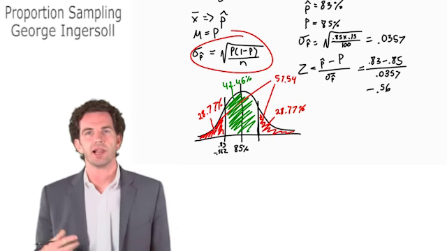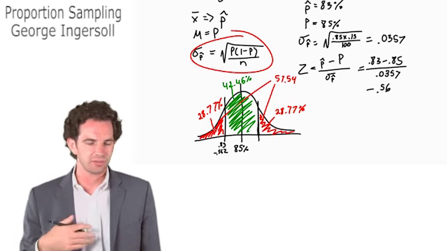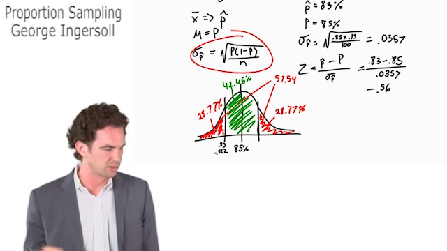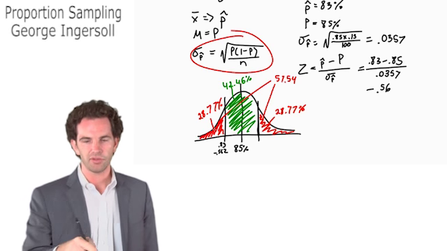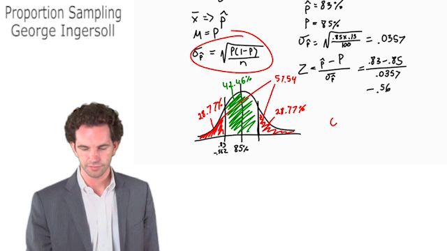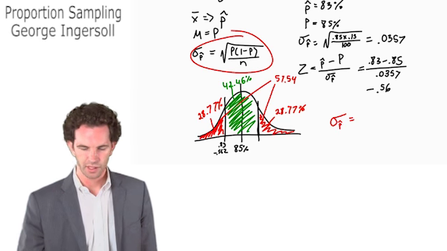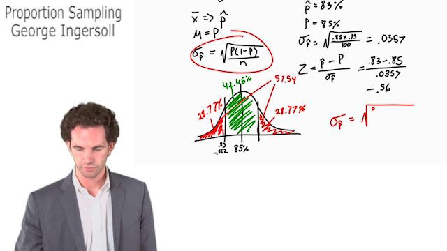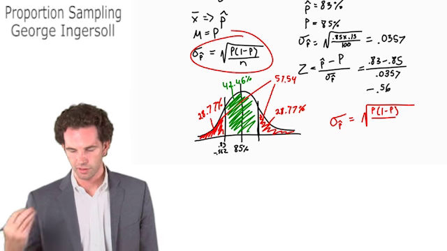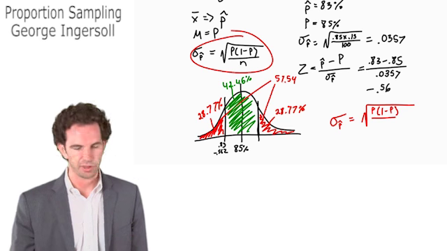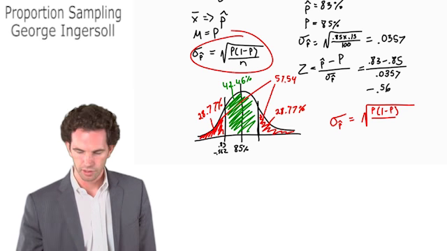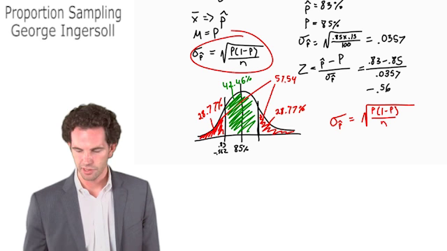The main thing I want you to realize here is when you're dealing with proportions, you're really just following the exact same procedures. The standard deviation of your proportion sample is going to be equal to this, where P is the value that you're testing. It could be the proportion from your population or your null hypothesis here.